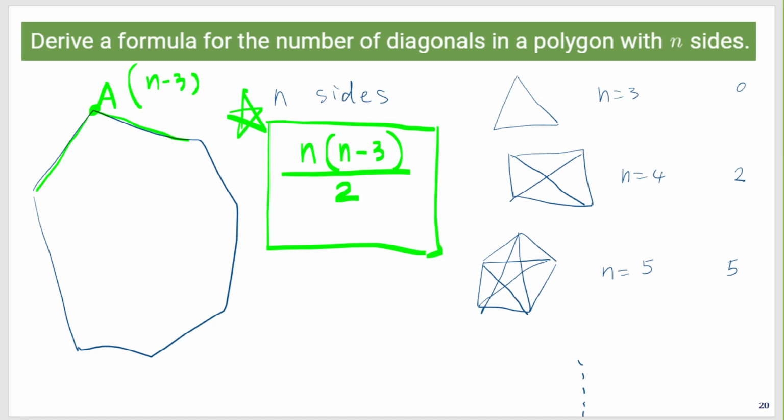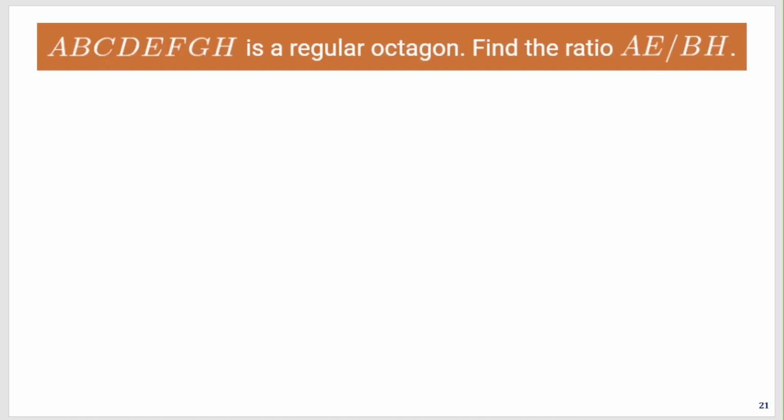All right, then let's see another question. ABCDEFGH is a regular octagon. Can you find the ratio of AE over BH?